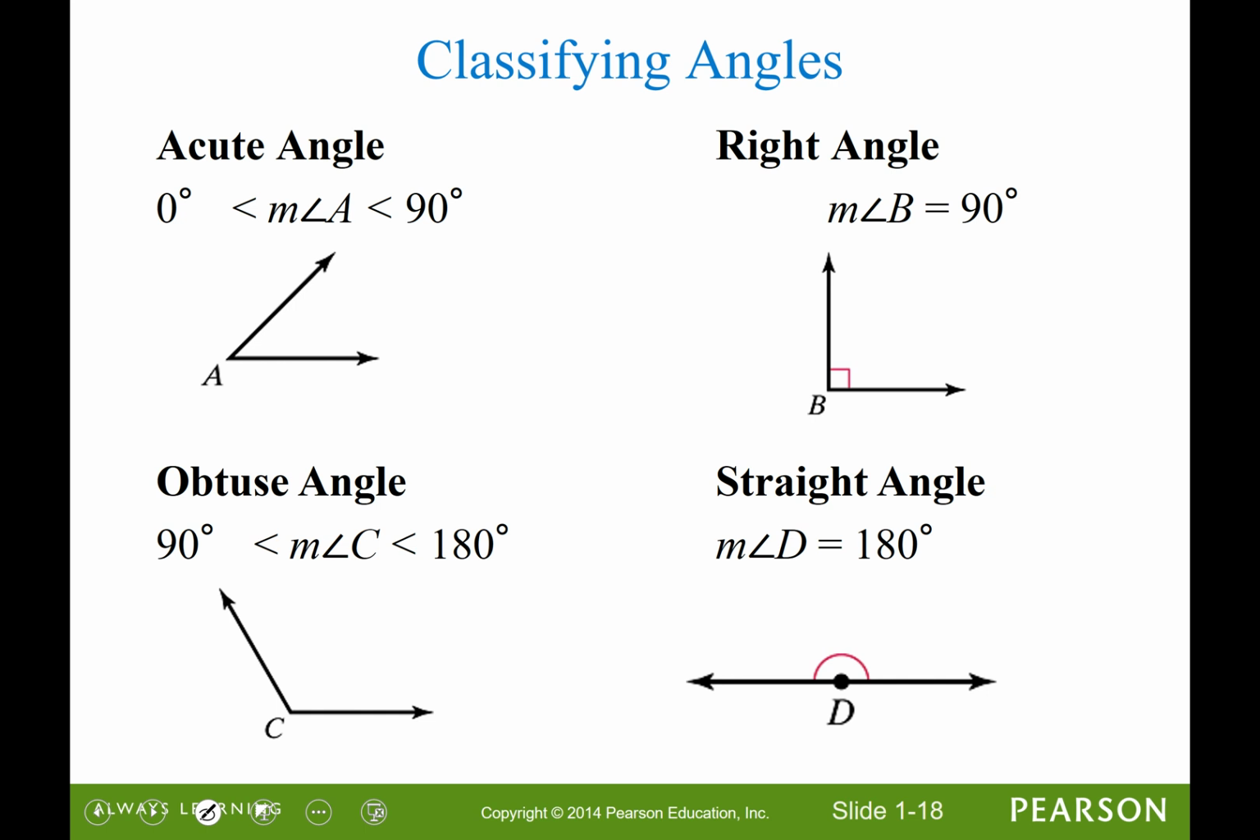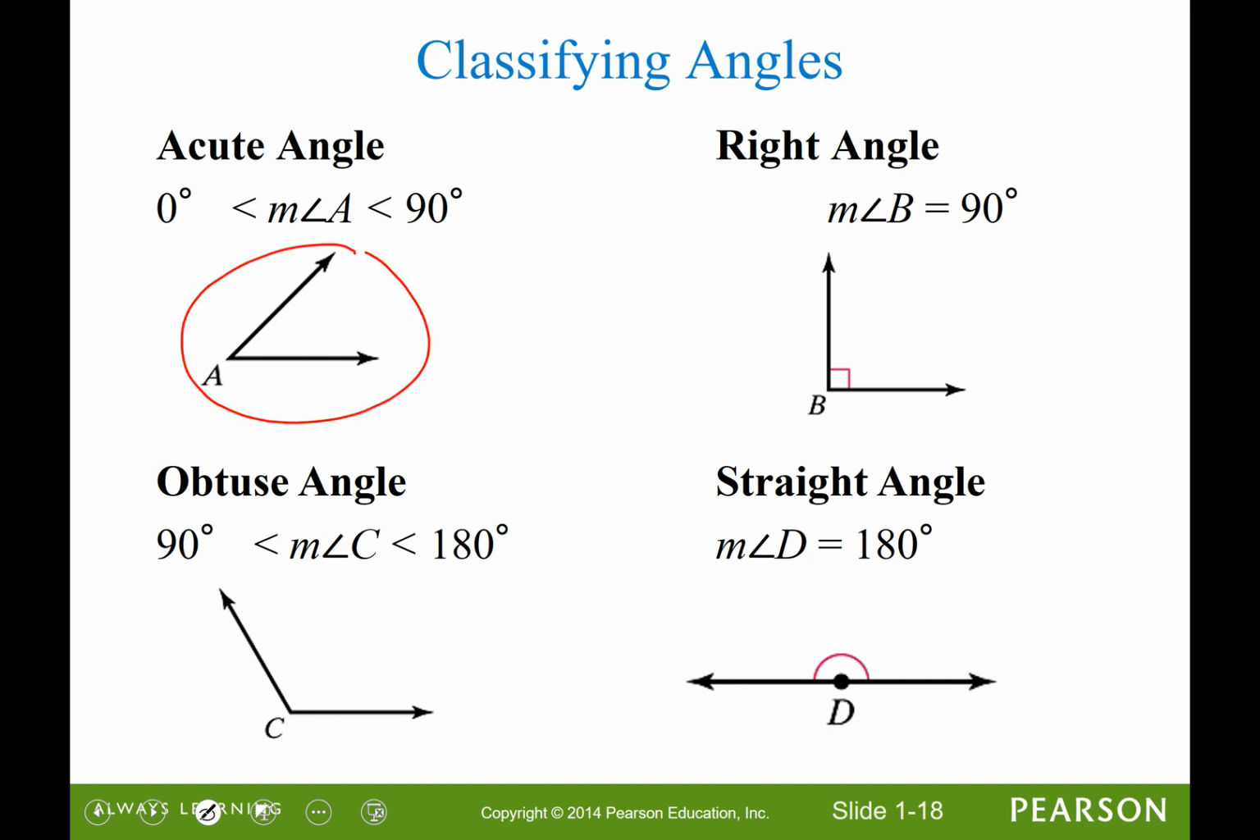Classifying angles. Classifying means group them, and each group has a name. So acute angles, that's a group. And the name of that group is acute angles. The angles that qualify as acute angles are angles that have measures between 0 and 90. Notice that it's strictly between 0 and 90. It's not including 0 and 90. The way you notice that is that the inequality right there is strictly less than.